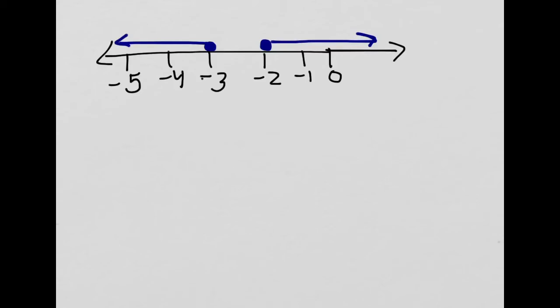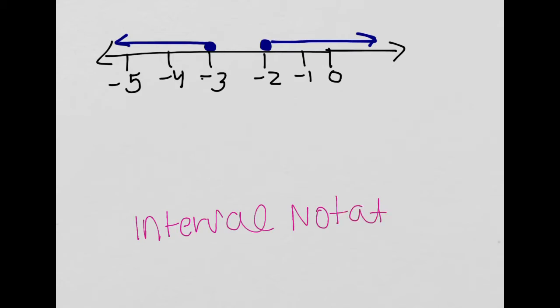The question says, given the compound inequality that is graphed on the number line, write your answer in interval notation. So you are given this number line and we need to write the answer in interval notation. Interval notation. So let's try to remember a few things.